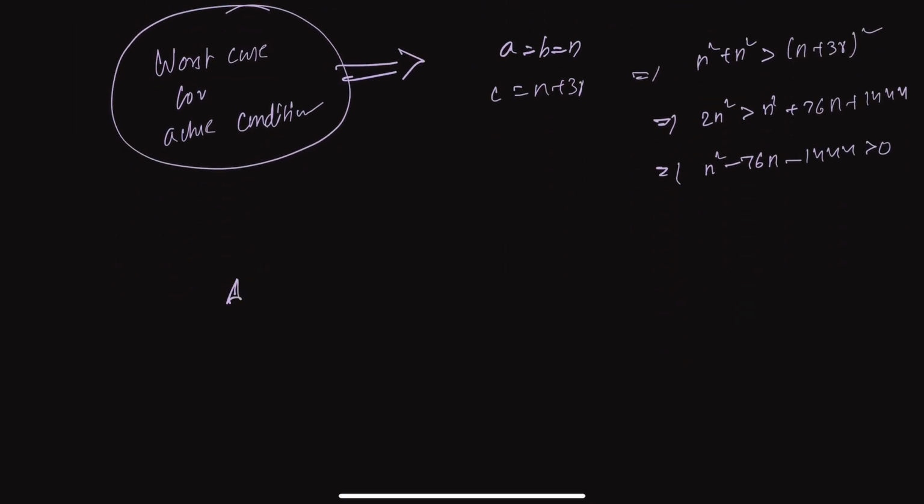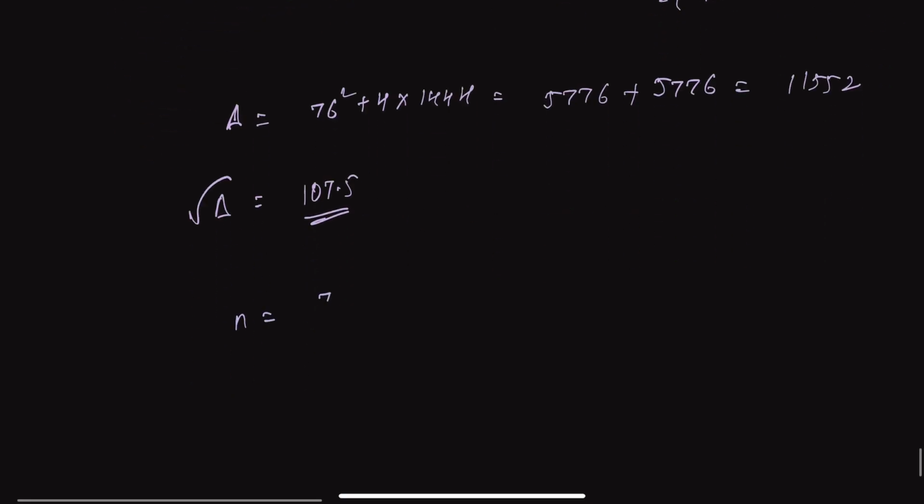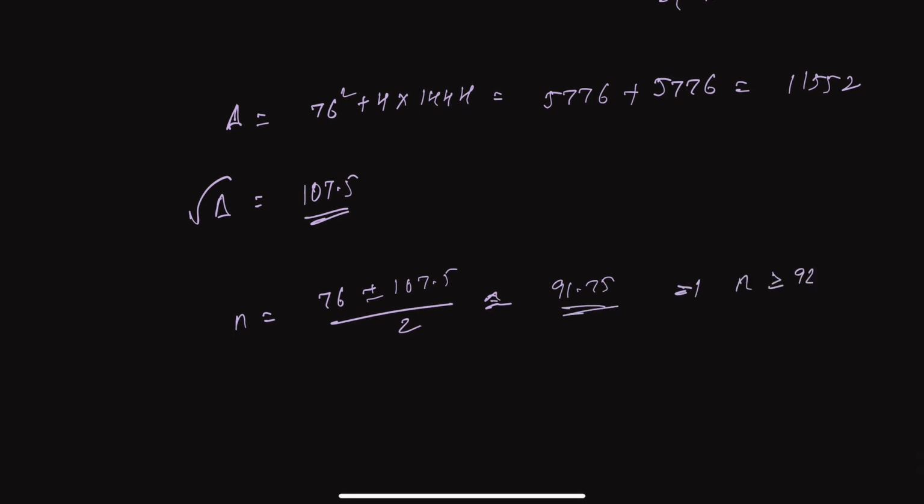If we take the discriminant, that is 76 square plus 4 times 1444. 76 square is 5776, and 4 times 1444 is also 5776, so the sum is 11552. The square root of this is around 107.5. So n is 76 plus or minus 107.5, divided by 2, which is approximately 91.75. So the inequality holds for n greater than or equal to 92.